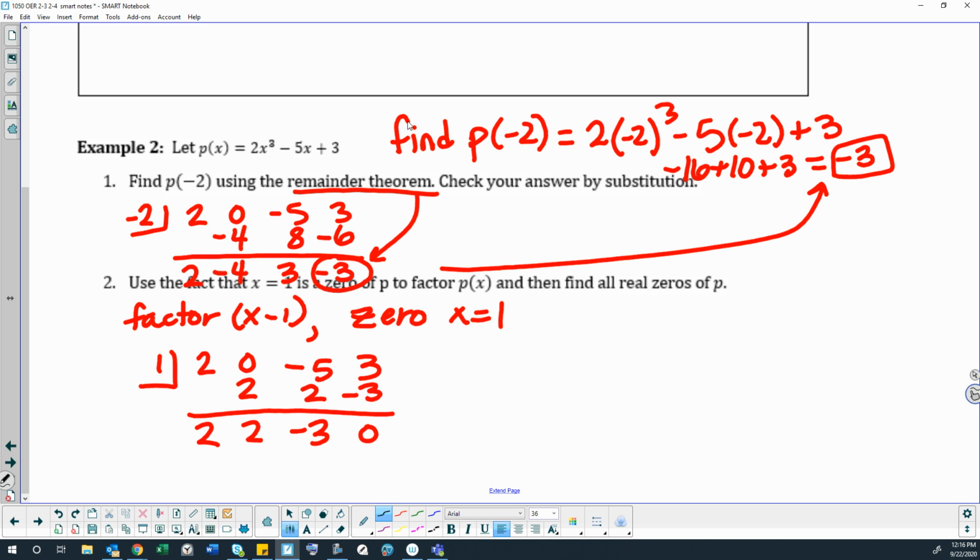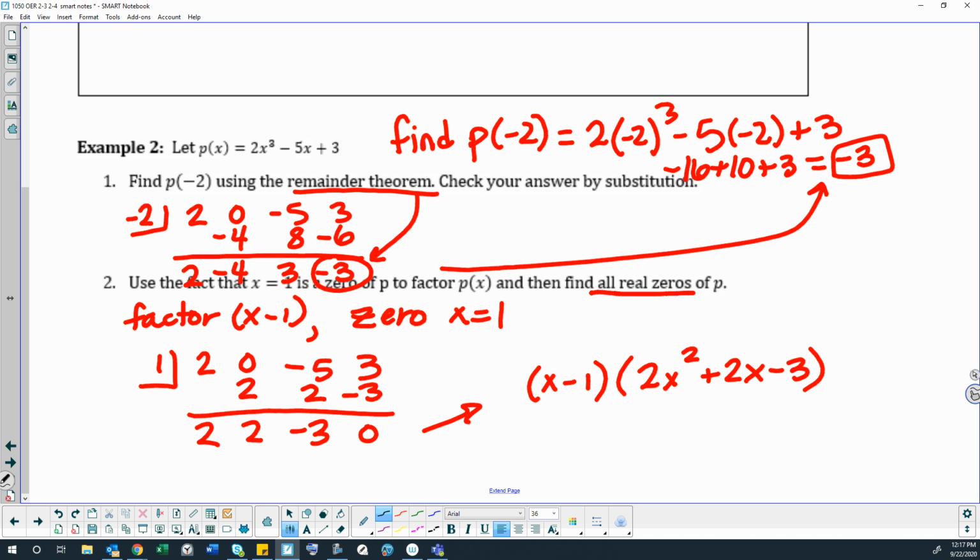Okay, so that gives us our first factor, which we already know is x minus 1. So now we have the factor 2x squared plus 2x minus 3. At this point, we're going to use what we tried to do earlier on the first problem, and it didn't work. And that is, see if we can factor this further using what's left.